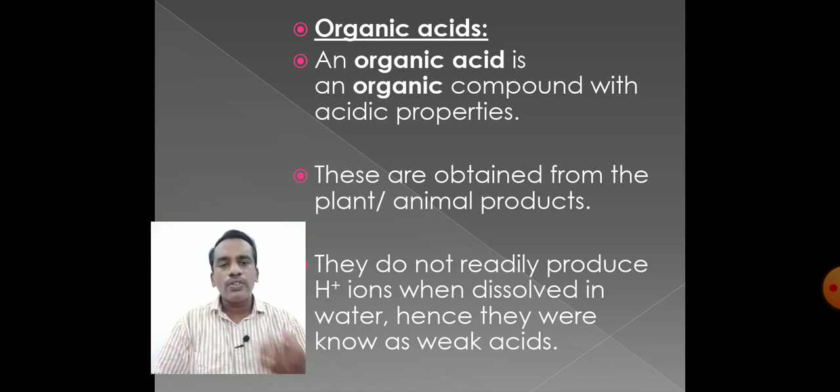What is the constituent in the organic acid? They contain an organic compound. Organic compounds are the ones that contain carbon as their major constituent. So the definition of an organic acid is: an organic acid is an organic compound with acidic property.